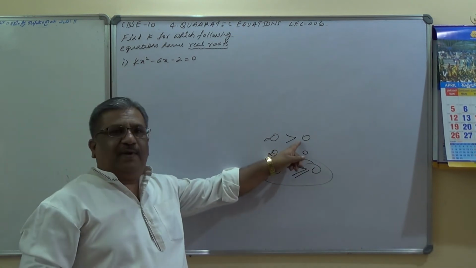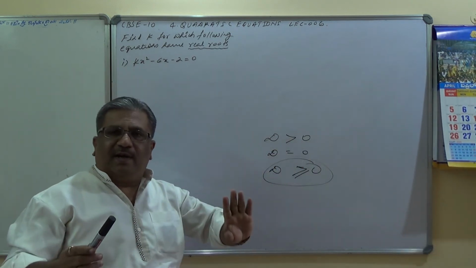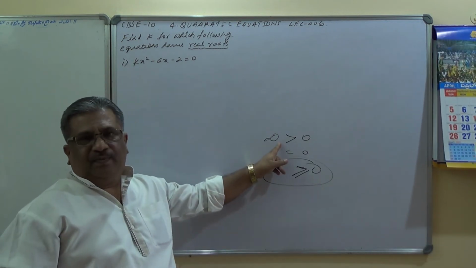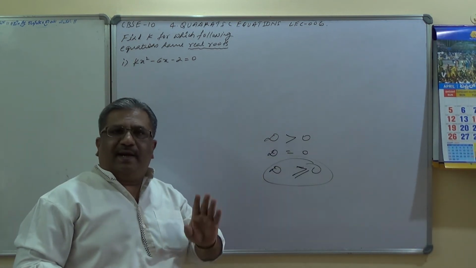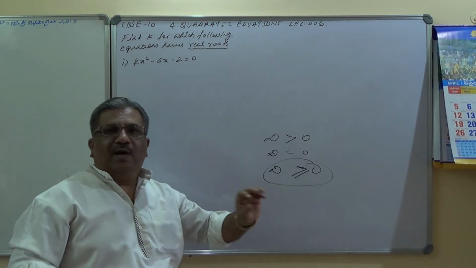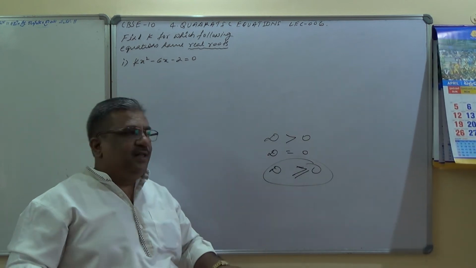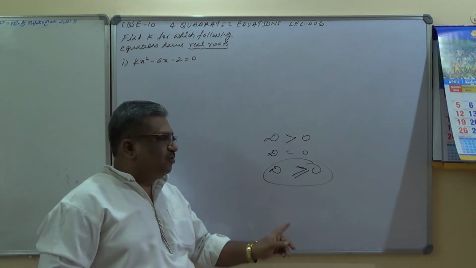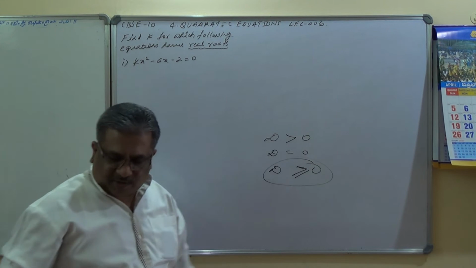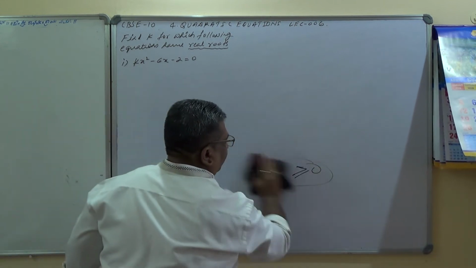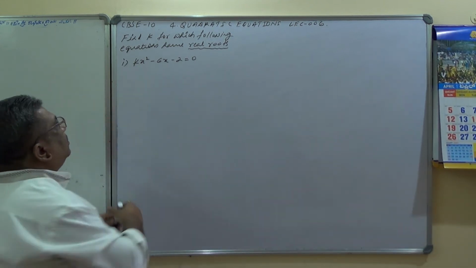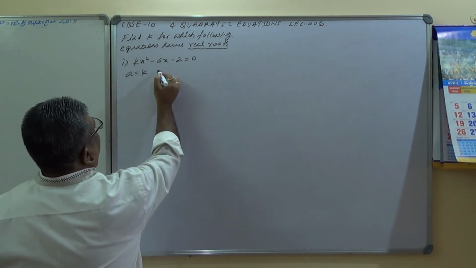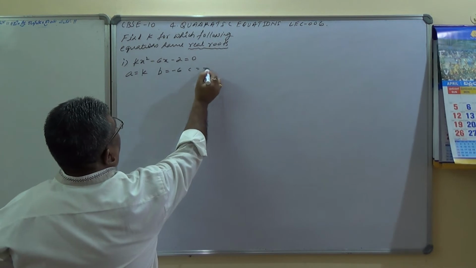If he says it has real and distinct roots, D should be greater than 0. If the question is real and equal roots, D should be equal to 0. But simply it says it has real roots. That means D should be greater than or equal to 0. I hope you understand this. So I am using this condition to solve this question. Comparing with the standard equation, a equals k, b equals minus 6, c equals minus 2.